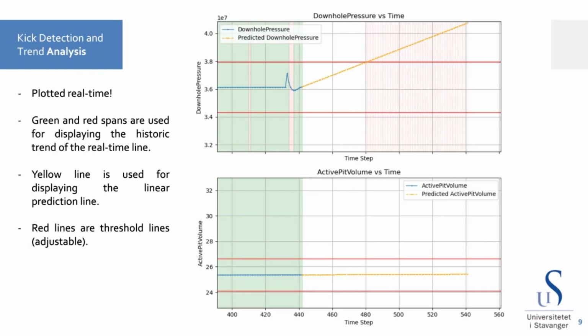So this is how things will look, the different parameters. We have green and red spans plotted in real time and stored on the plot, so they tell us something about the trend and where it's going. Green is for up, red is for down. There's also a yellow line, as you can see, and that's a straight linear prediction line that tells us about the current trend and where the line is going. This is really helpful for letting the driller know if a slight change in the current trend is going to break the threshold or not.